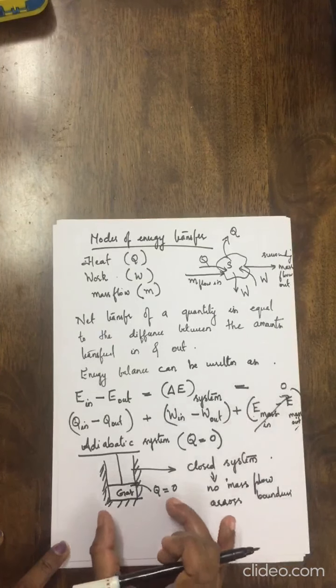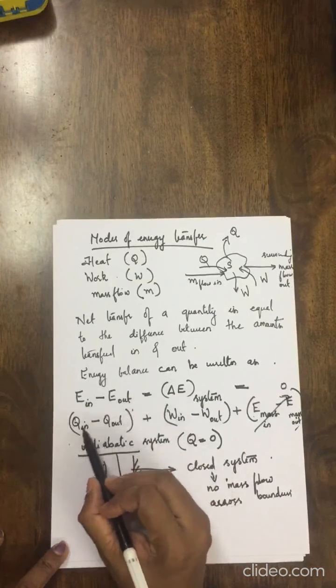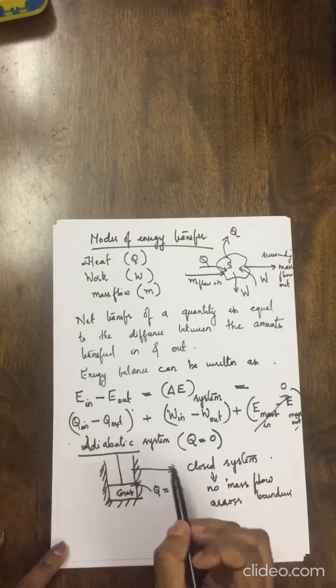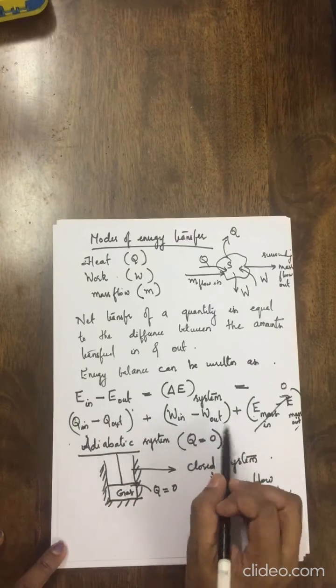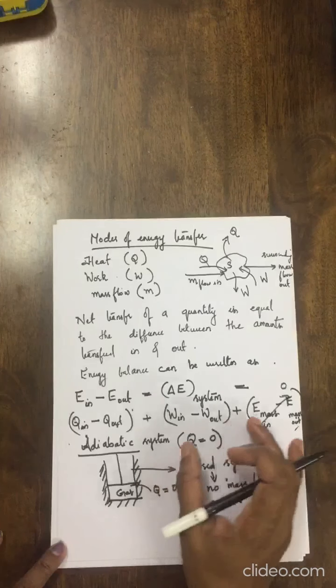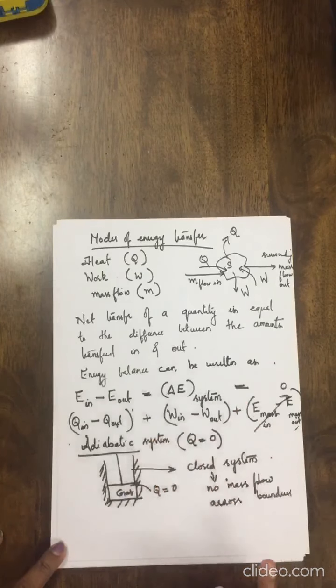Whereas in case of an adiabatic system, there is no heat exchange between system and surrounding. In that case, Q in minus Q out becomes equal to 0. Or if there is no work transfer between the system and surroundings, or the system involves no work interactions, in that case the second term is 0.